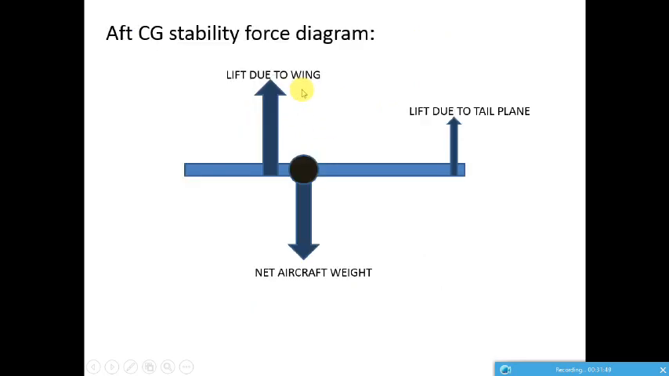And this is the force diagram of an aft CG aircraft. As you can see, the lift component of the wing will be here, and the CG means center of gravity, which is nothing but the point where the overall mass of the aircraft is concentrated. So here is the net weight of the aircraft, which is concentrated.